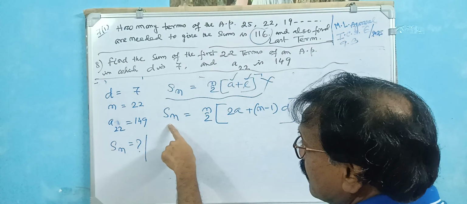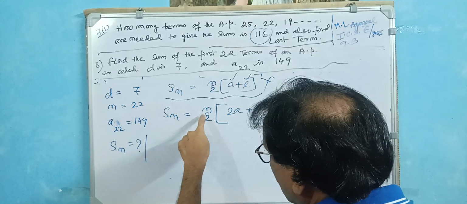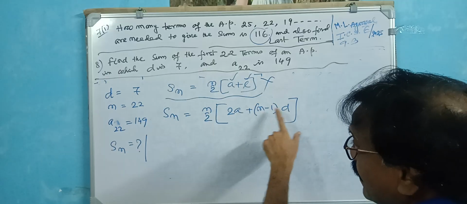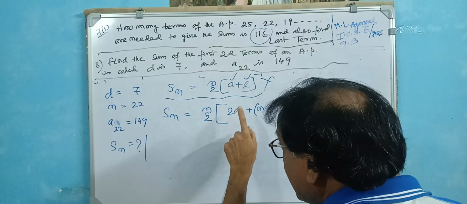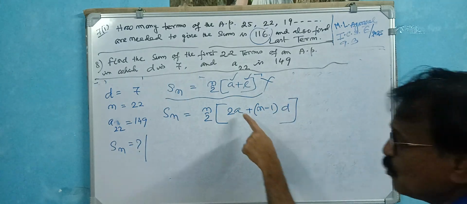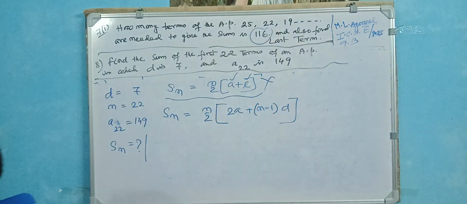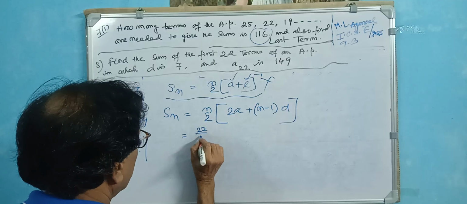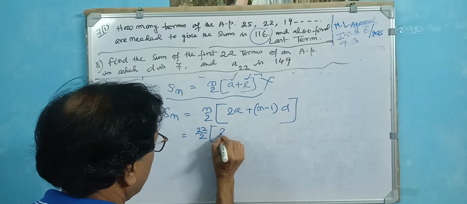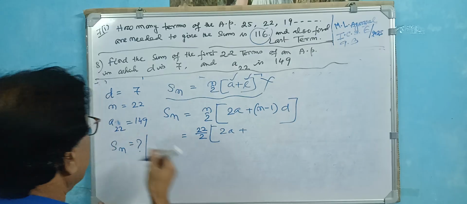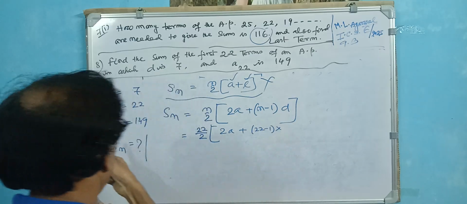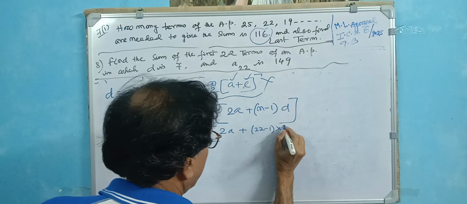So here is S_n, which is n by 2 (2a + (n - 1)d). You know the value of n, and you know d. From here you calculate a first. Clear? So n is 22. Why use this formula? That is very important. Twice a, n is 22, this is 22 minus 1, and what is the value of d? d is 7.